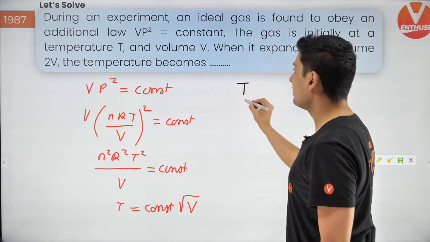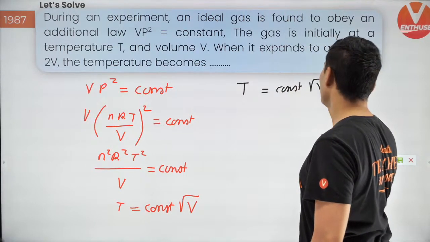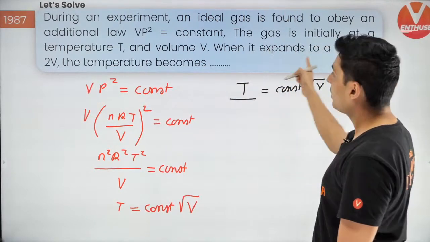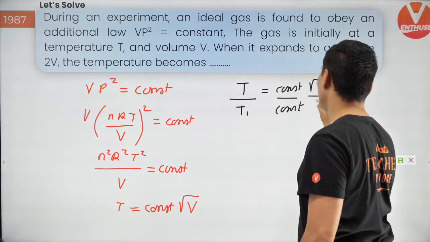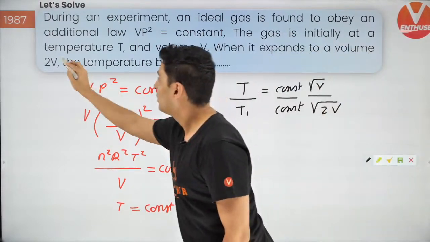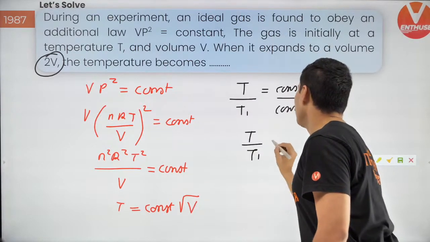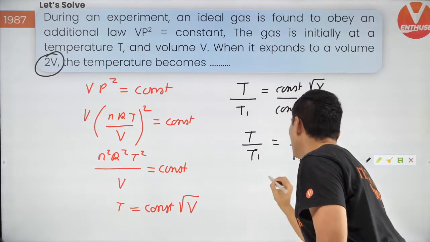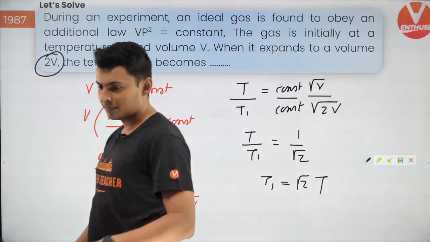Now do the math. Initially the temperature is T. It is some constant into root V. The new temperature, let's call it T1, is that same constant, but the volume becomes 2V, that's given. 2V is the new volume. Now do the math. T by T1 is 1 by root 2, so T1 is root 2 times T. That's the answer. Correct.